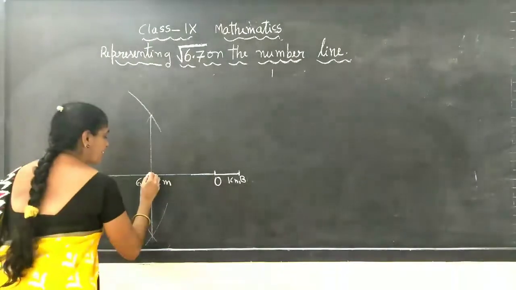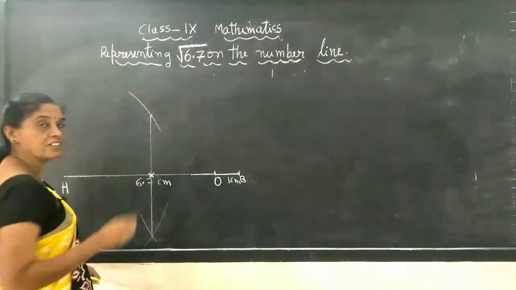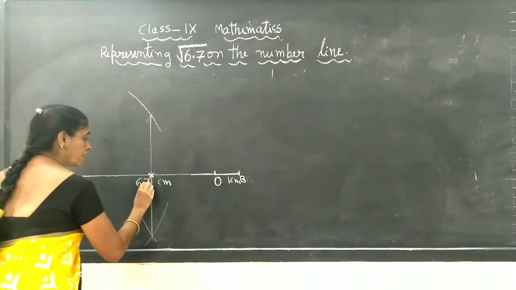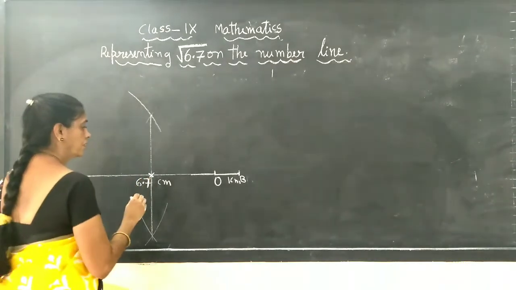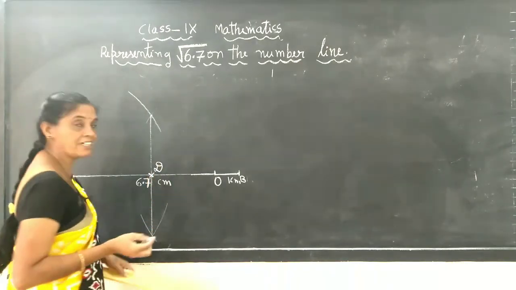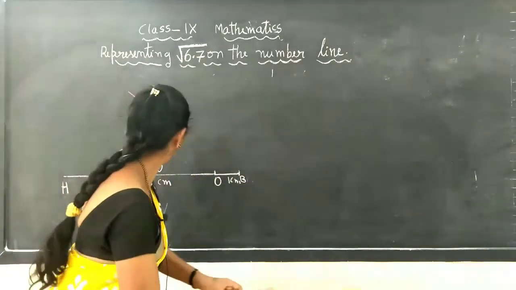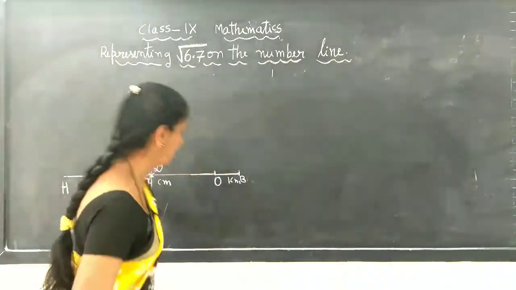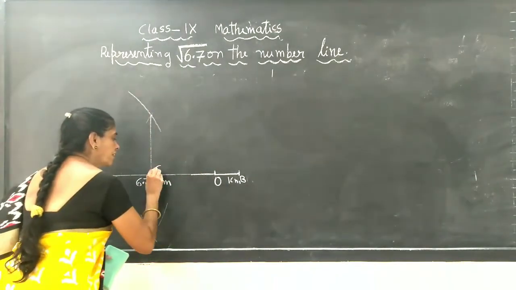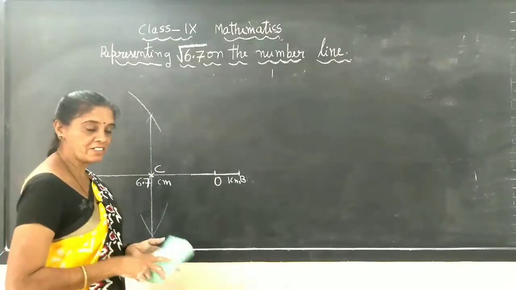Now this is exactly the midpoint of AB. Name it as letter C. Sorry, I will write A, B, C.